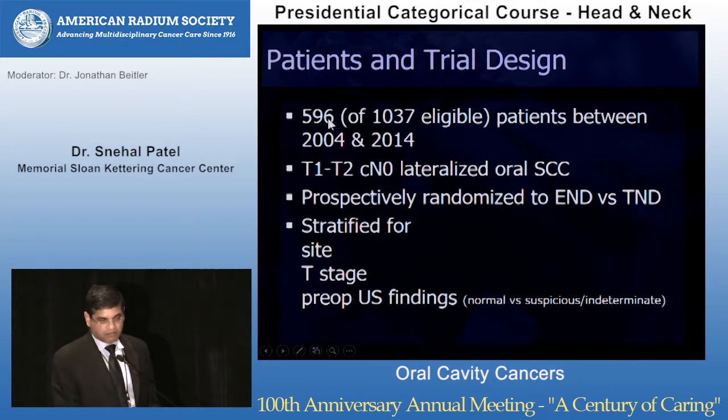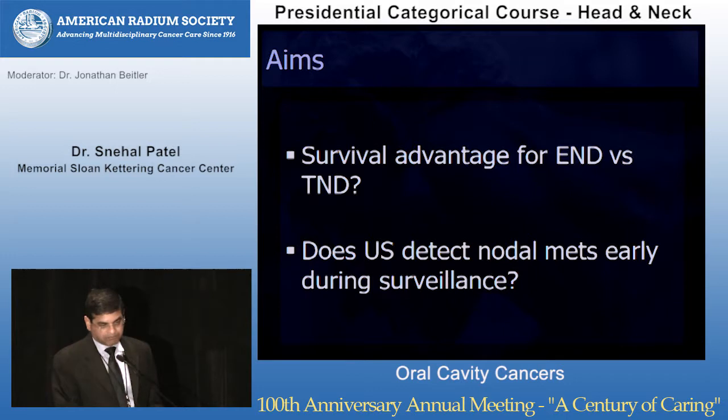About 600 patients collected over 10 years of study, basically looking at early stage T1, T2 clinically node negative patients with lateralized oral cancer. And they were prospectively randomized to either elective neck dissection or observation, and they were stratified by T stage and preoperative ultrasound findings. So they had built-in examination of the neck by ultrasound into the study. And the 2 aims were whether there's a survival advantage for elective neck dissection versus observation. And the other question they asked was, does ultrasound detect nodal mets early during surveillance?